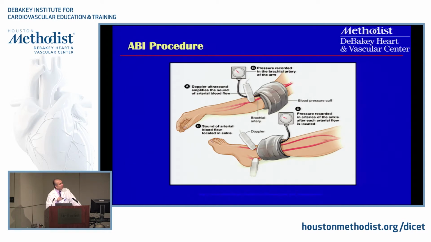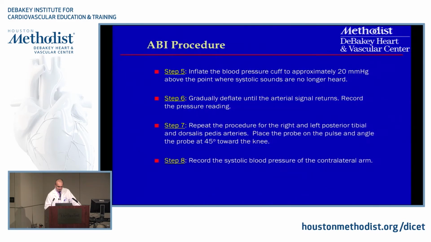So here we've got the blood pressure cuff on the arm, and then we're going to measure the brachial pressure, and then we would do this both in the left and the right. And then we've also got the blood pressure cuff now on the calves, and we're going to want to measure this both at the dorsalis pedis and at the posterior tibial locations.